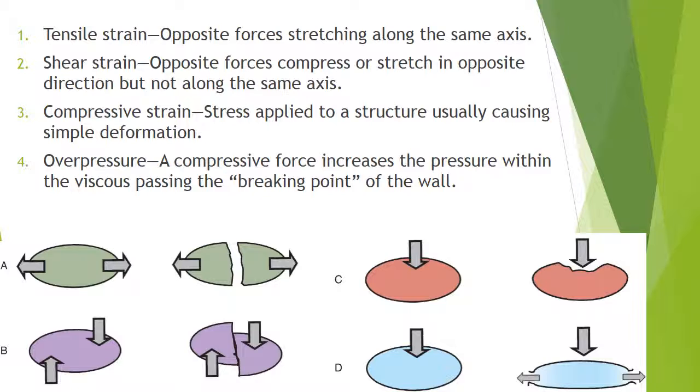Compressive strain occurs when there is usually a simple deformation occurring to the tissues without much damage. Overpressure occurs when the same compressive force increases the pressure. Thus, at a certain point, there is a breaking point of the wall and the tissues get damaged. For example, injuries of the liver, injuries of the spleen, and solid organs.